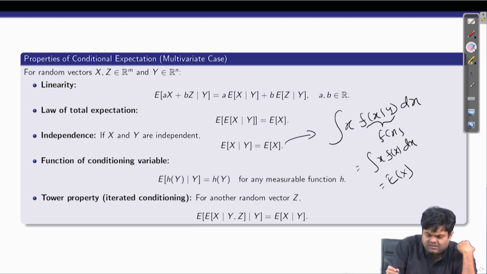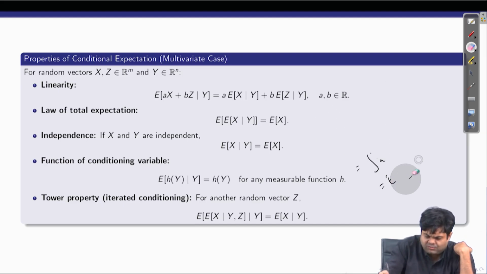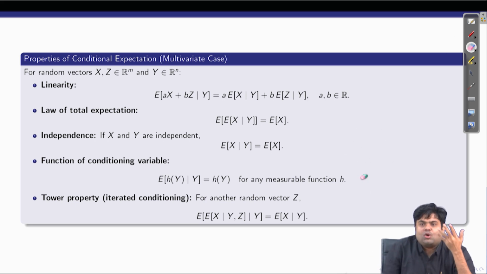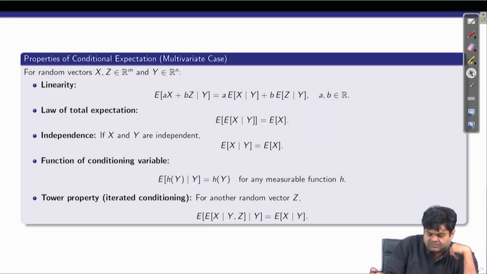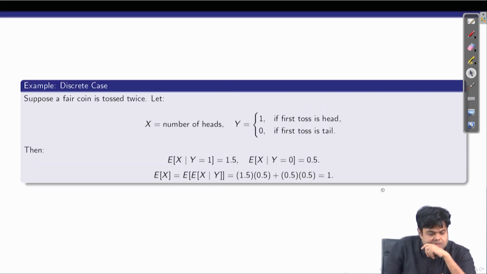Now, a function of y: if y is given, then for any function of y the value is fixed, so it becomes something non-random. The expected value of a constant is that constant. So for any function h(y), the conditional expectation of h(y) given y is just h(y). These are some properties of conditional expectations.